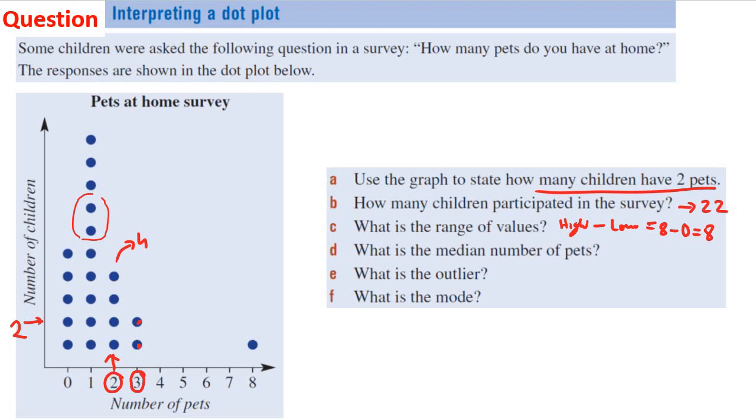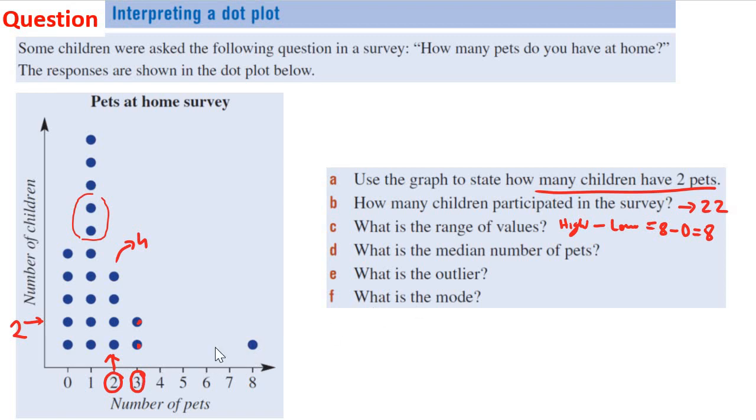Okay, so the next question is, what is the outlier? Now you see the main cluster of children has between 0 to 3 pets, but this case is very different from the main cluster. There is only one person here who has basically 8 pets. So this is the outlier.